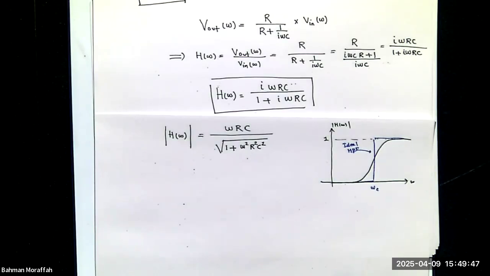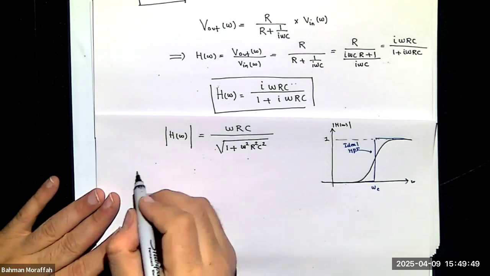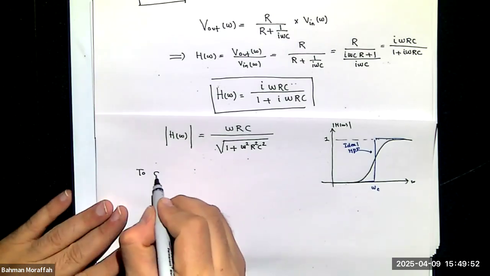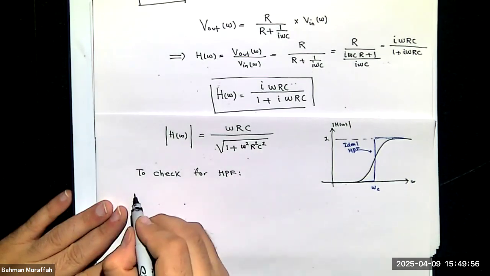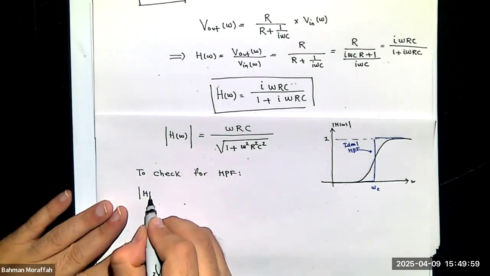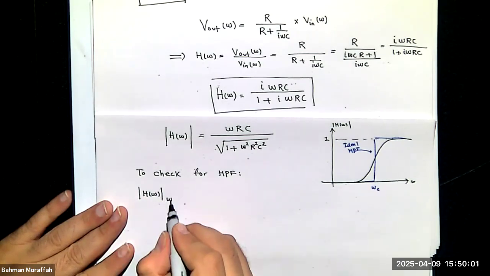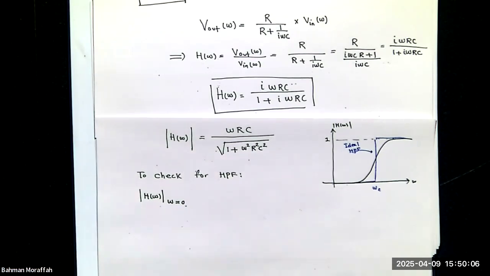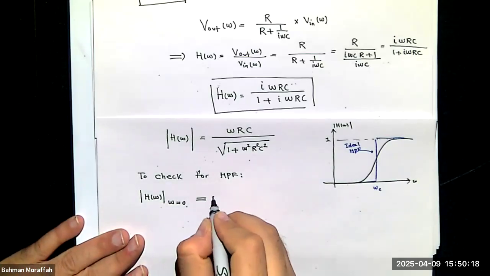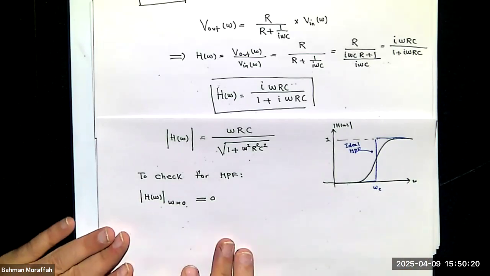Let's look at the low frequencies. To check for high pass filter, let's look at the absolute value of H of omega when omega is 0. What is it when omega is 0? It's 0. I just need to plug 0 in here. The numerator is 0, therefore the whole thing is 0, which is what I have over here.